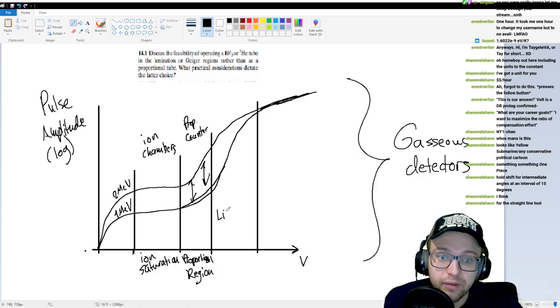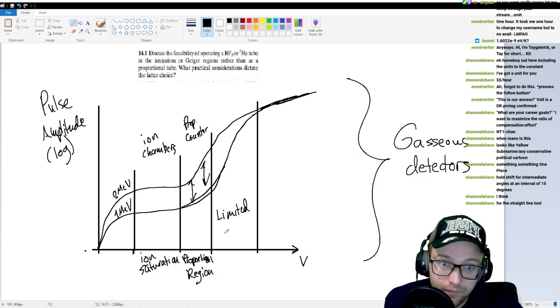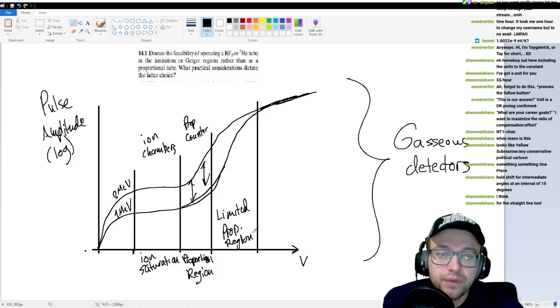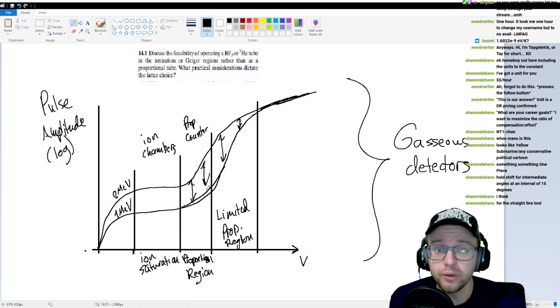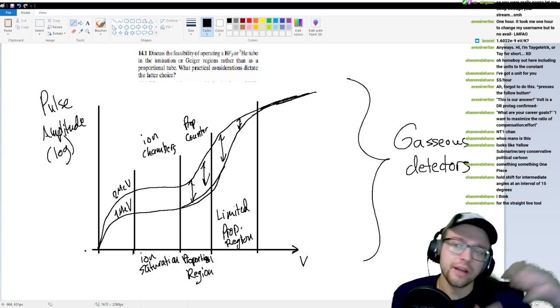Then we have this limited proportional region. And the issue here is that this height here is not the same as this height here, making it really difficult to differentiate different energies over time. And typically, we don't want to operate in this region whatsoever, because we really value the linearity at different energies.